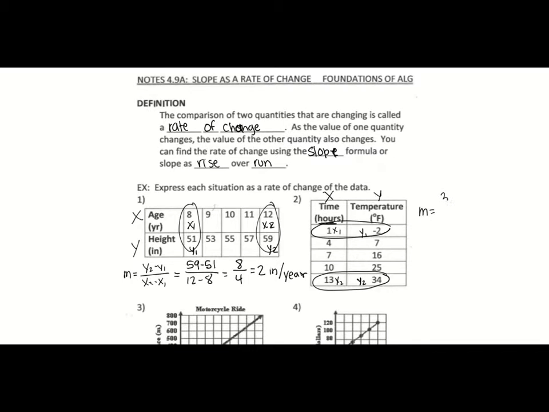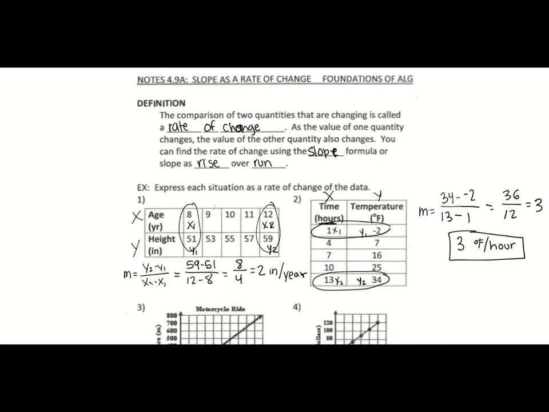We have y2 minus y1 over x2. I did the wrong number there. That's why it's always good to label so you can see which numbers you should be plugging in. Our y1 is negative 2, and then our x2 is 13 minus 1. That gives us 36 over 12, and that simplifies to 3. So we have 3 degrees Fahrenheit per hour. That is our rate of change.